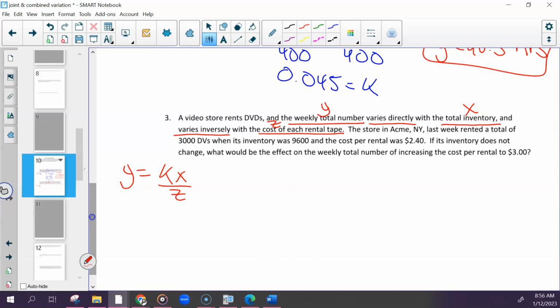The store in Acme, New York last week rented a total of 3,000, I think that's supposed to be DVDs, when its inventory was 9,600 and the cost per rental was $2.40. Of those 3 numbers, which is which variable? Which is Y, which is X, which is Z? Y is 3,000. X is 9,600. Which means the 2.40 is Z. Take those numbers, put them in your equation, start solving for K.